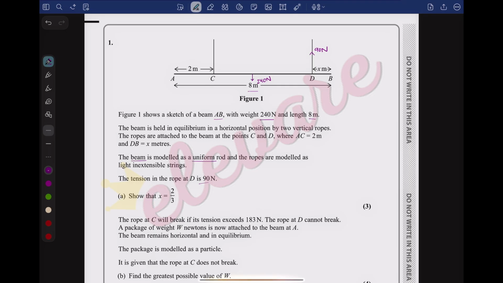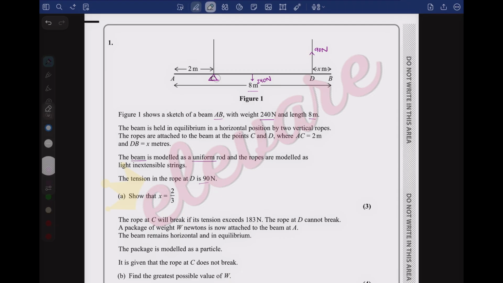Show that x is equal to 2 by 3. How do we do that now? What is x? X is this distance right here. Okay, what can we do? Okay, so there are two different ways we could approach this problem. One of them being we can consider moments about C, and then we will eventually find out x just from that equation.